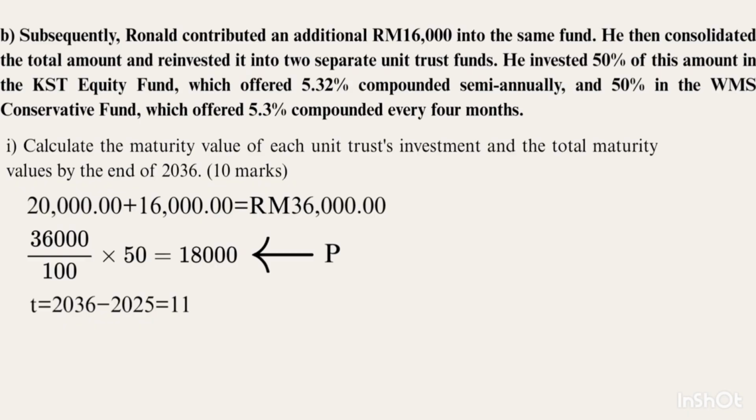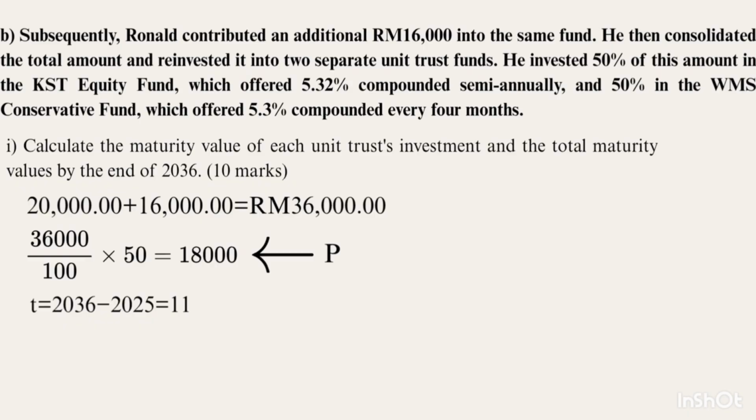So first, we will need to add the additional 16,000 ringgit to our previous 20,000 ringgit, because it is said that Ronald contributed an additional 16,000 into the same fund. So 20,000 plus 16,000 would be 36,000 ringgit, and then we need to split it in half, because he invested 50% into the KST equity fund and another 50% into the WMS conservative fund. So 36,000 over 100 multiplied by 50 would equal 18,000. That would be our new P.